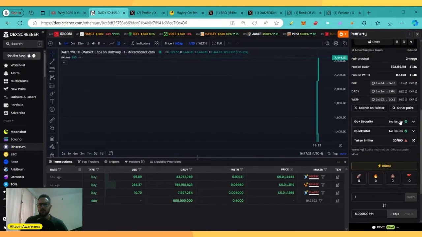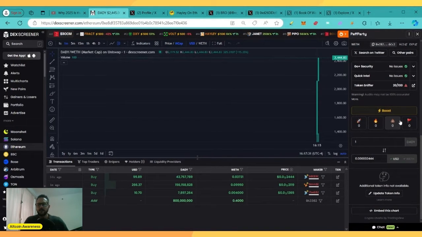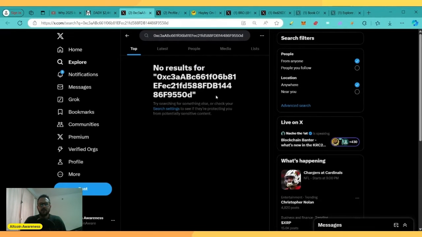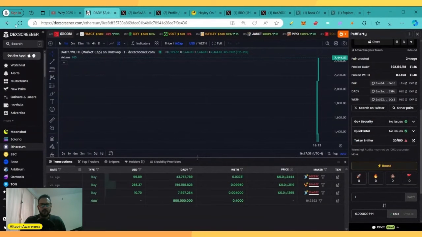If we scroll down, you see that there is no social media here. No X account, no Telegram, no website, nothing. However, what you can do in this case is click on this and search on X. You can search by name or by the contract address. And sometimes you will find something, sometimes there are no results. This is something that you can do.